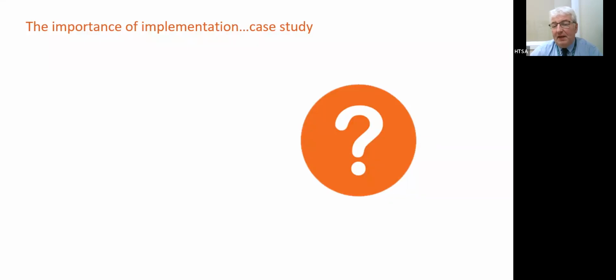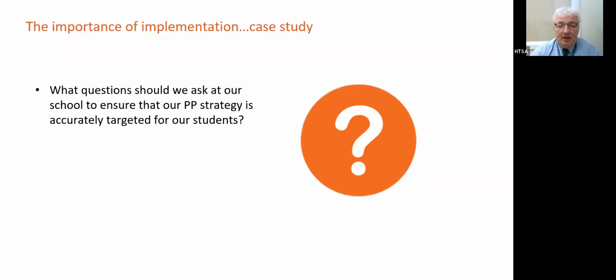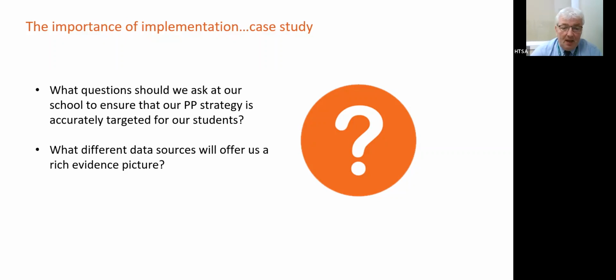So again, thinking about the case study and the findings there, what questions should we ask at our school to ensure that our pupil premium strategy is targeting the right students? Have we identified the root causes of the problem, or are we just looking at the symptoms? And perhaps if we look at some different data, will that give us a different answer? Absenteeism was a headline figure, but digging underneath that, there was other data that might help us.